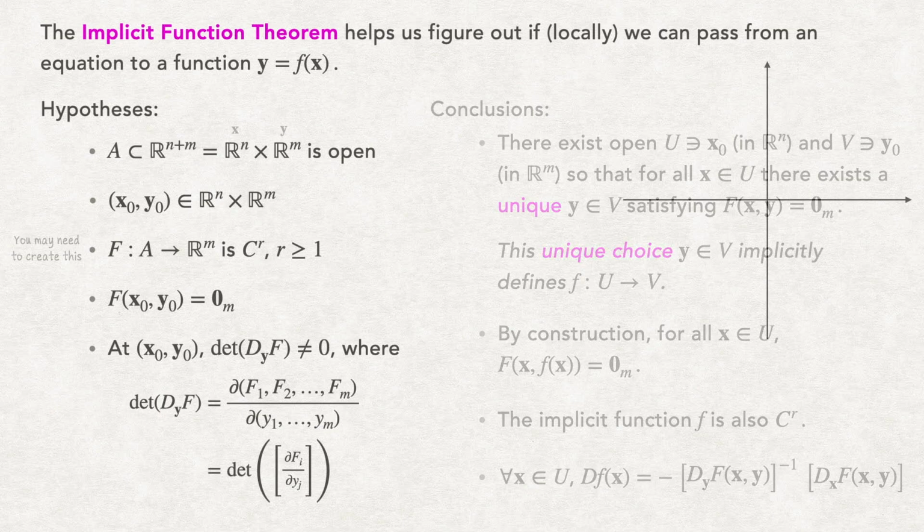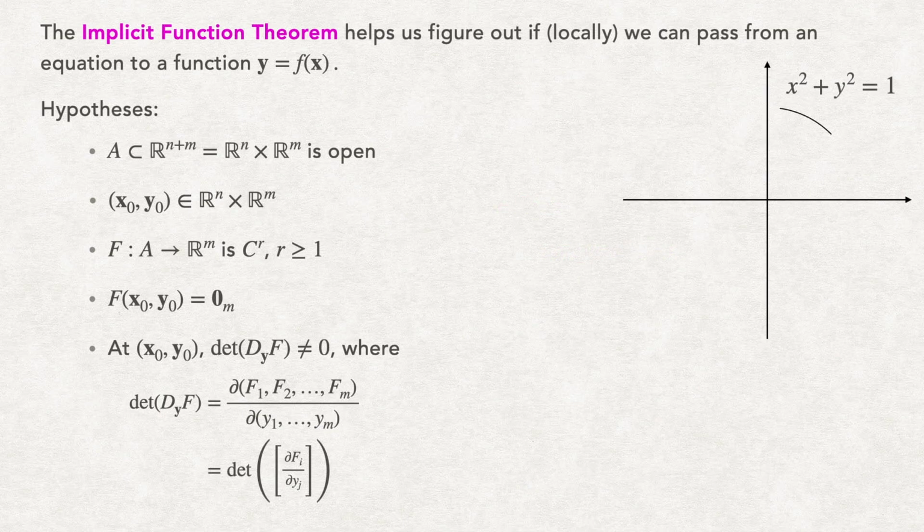Okay, let's go back to our unit circle example. So we were considering the equation x squared plus y squared equals 1. The graph of this equation is a circle in R2, so it is not at all the graph of a function. It completely does not pass the vertical line test.